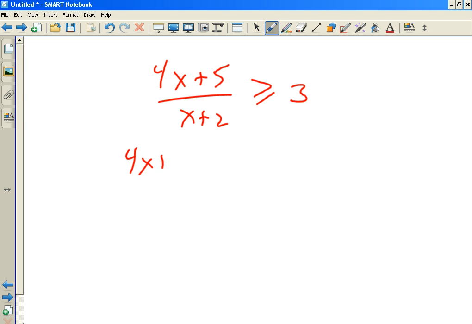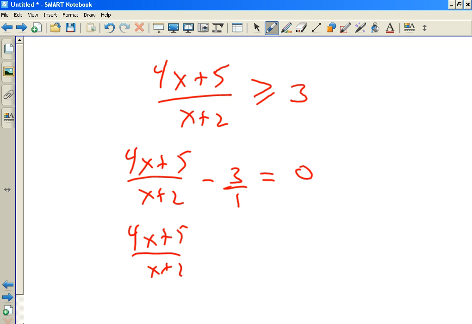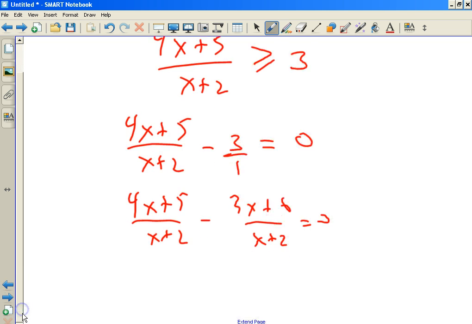So 4x plus 5 over x plus 2 minus 3. Let's see when it is 0. Okay? How do you subtract 3 from a fraction? You make it a fraction. It's over 1. Now you need a common denominator, x plus 2. So multiply top and bottom by x plus 2: 3x plus 6. Okay. 4x plus 5 over x plus 2 minus 3x plus 6 over x plus 2. All right, so go ahead and subtract.